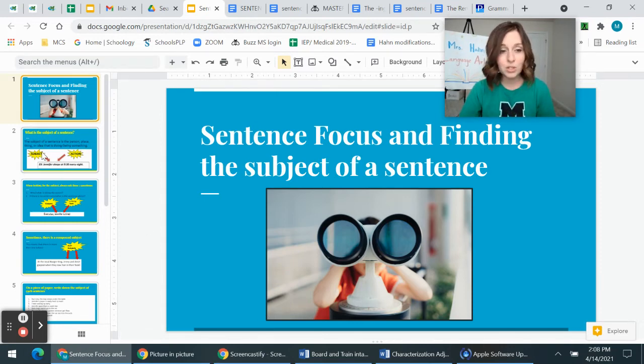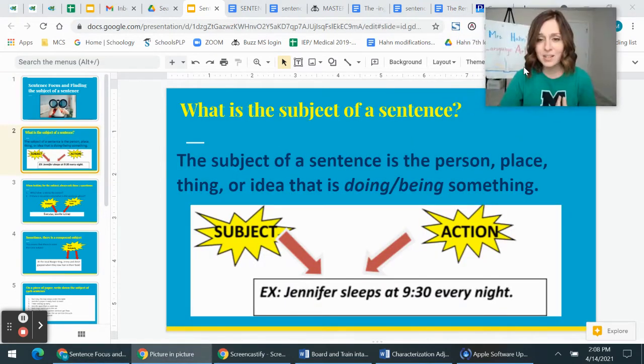For most of you, this is review. What is the subject of a sentence? Well, the subject of a sentence is the person, place, thing, or idea that is doing something or being something. Here's an example. Jennifer sleeps at 9:30 every night. Well, we know that Jennifer is the subject because the sentence contains a word for someone who is doing something. So what is she doing? She sleeps. So Jennifer becomes the subject because she is doing the action of sleeping.